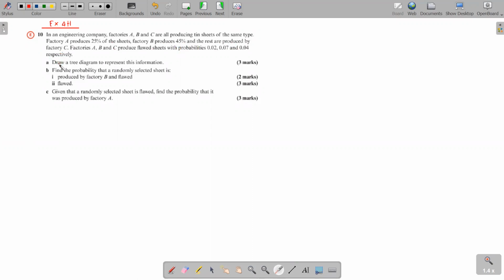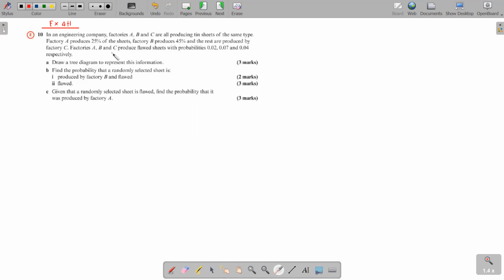So you can see how the production process is divided, right? You're producing some kind of thin sheets, 25% of them done by factory A, 45% done by factory B, and the remaining percentage is automatically covered by factory C. I think that's clear, right?